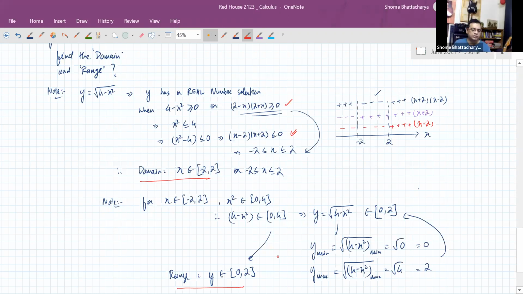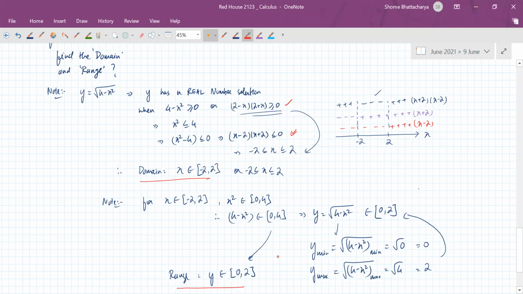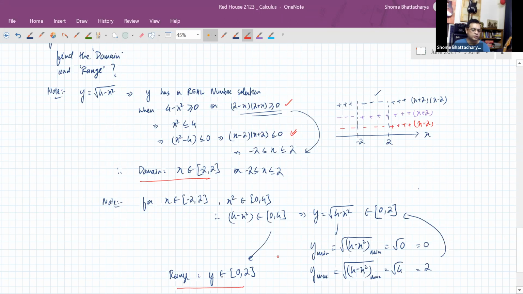So basically, x square will have a minimum value when mod x is minimum. What is the minimum value of mod x in this interval between -2 and 2? It is 0. Whereas mod x has a maximum value of 2, because we are going only between -2 and 2. So when we square x, the minimum value is mod x minimum whole square, so that is 0. But the maximum value is mod x maximum whole square, so that is 4.